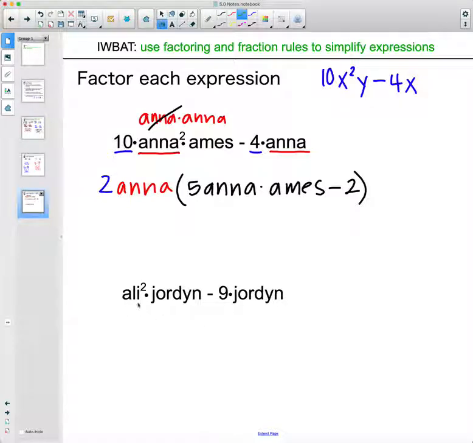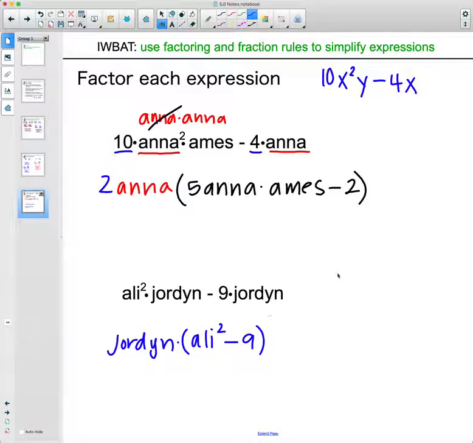So let's take a look at what these have in common, because it's only a binomial, so it's not going to be factoring a trinomial. There's only two terms. Okay, we see Jordan in common here. So we're going to take Jordan out front. Okay, we're going to divide that out. And then what do we have left? Well, when we divided Jordan out of here, we have Allie squared. Okay, and when we divided Jordan out of here, we have minus 9.